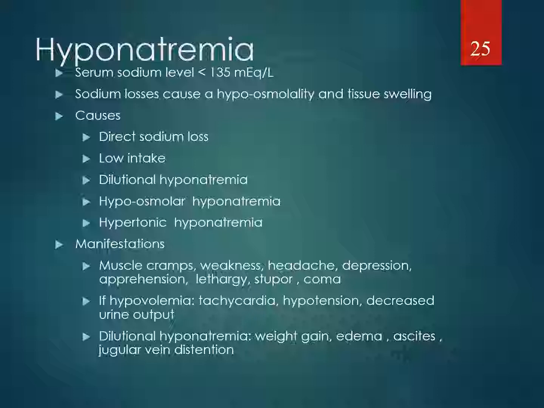If hypovolemia, they're going to be tachycardic, with hypotension and decreased urine output. This is due to the loss of ECF and hypovolemia. Dilutional hyponatremia is from excess water. They're going to have weight gain, edema, ascites, jugular vein distension. This is seen with edema-forming disorders such as CHF, cirrhosis, and advanced kidney disease.